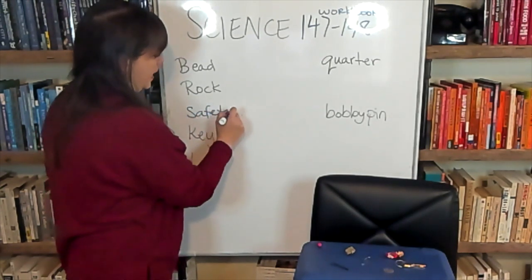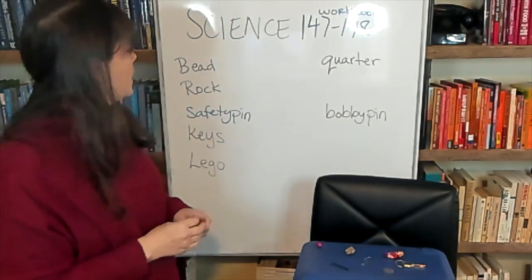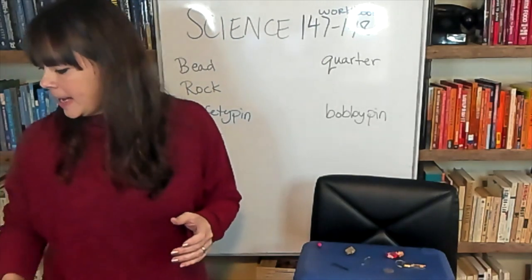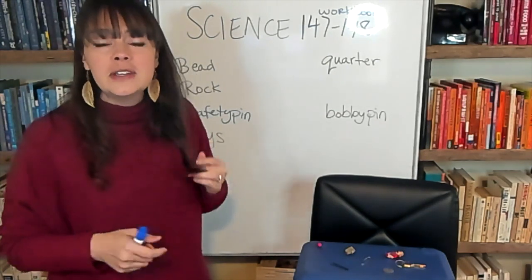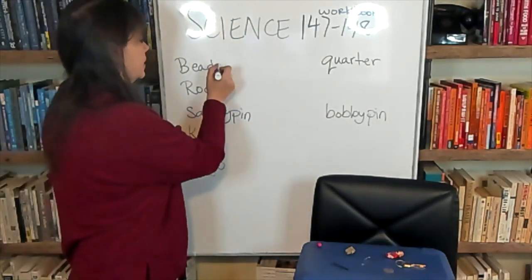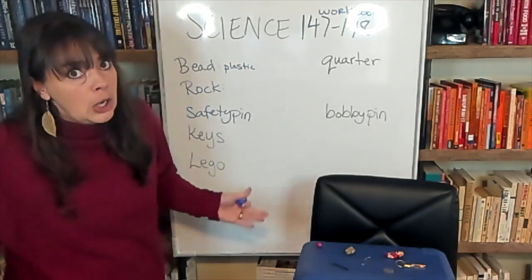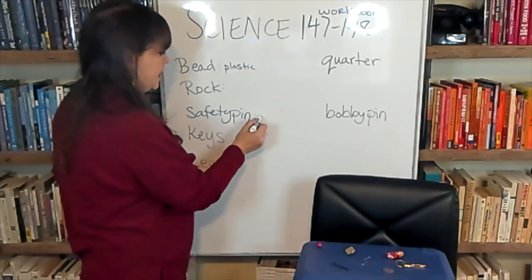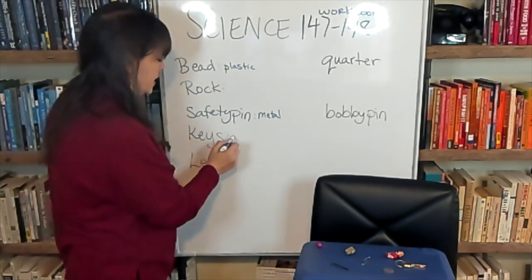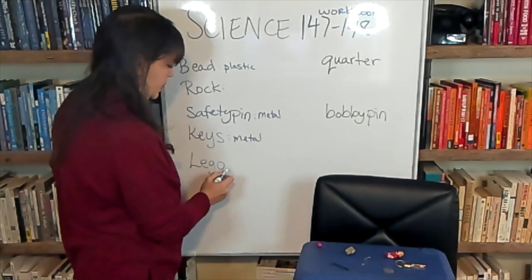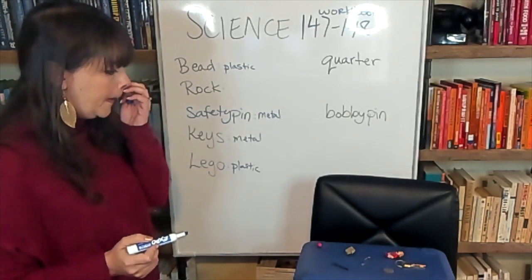Safety pin. Now we'll look at these items and let's think about each one. Let's think about what they're made out of. What material are they made out of? So that's what, in your chart where it says description, you're going to want to think of what each thing is made out of. So the bead, it is made of plastic. The rock is made of rock, right? It's stone. The safety pin is made of metal. I don't know what type of metal. I just know that it is metal. The keys are also metal. The Lego is plastic. The quarter.